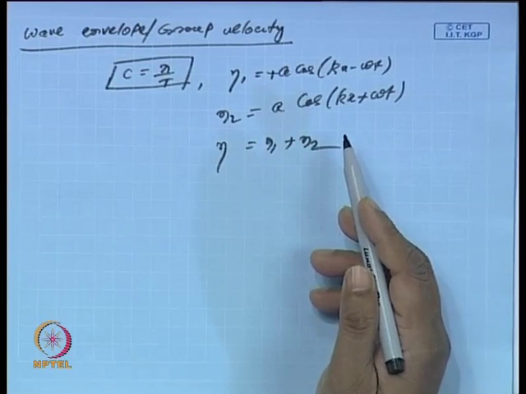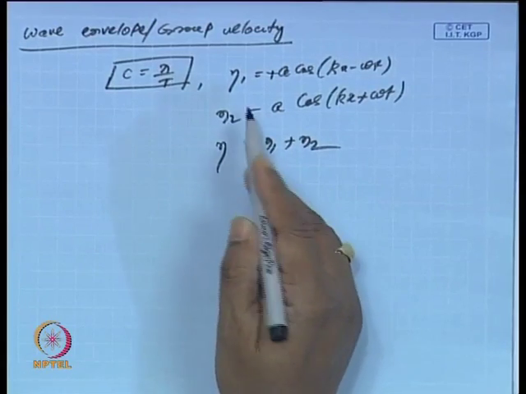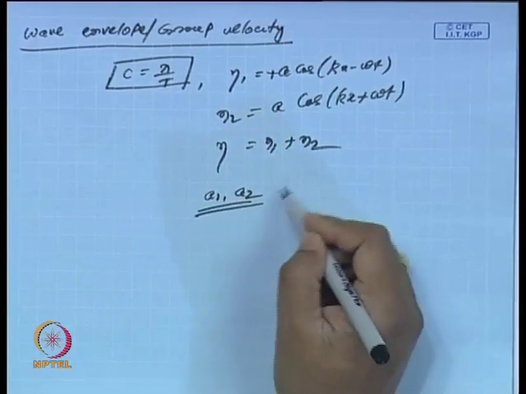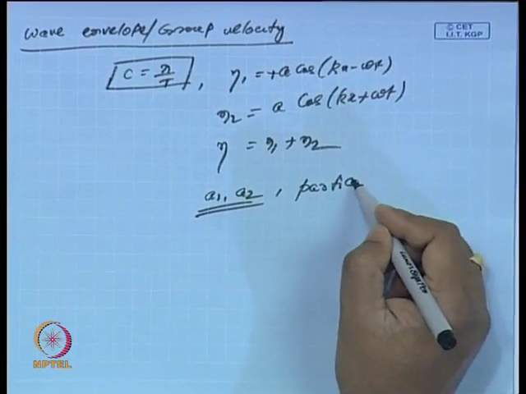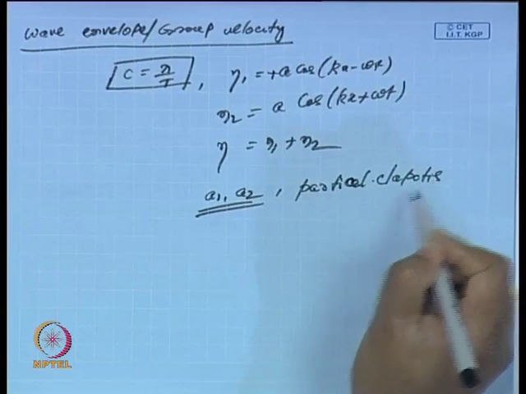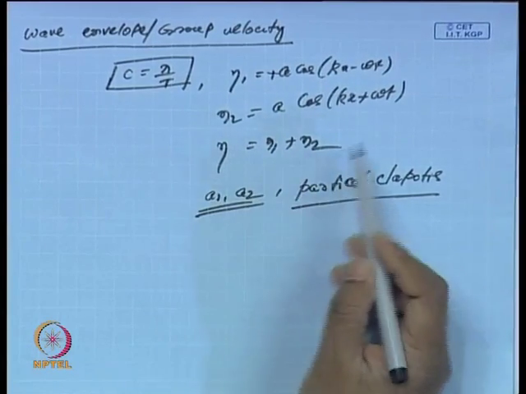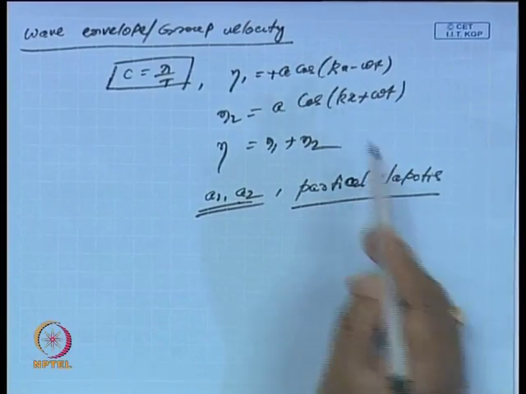Again we have seen that when there is a change in amplitude, when we have two waves of different amplitude a 1 and a 2, then it forms a partial standing wave or partial clapotis. But here the waves are propagating in the opposite direction with only a variation in the amplitude, and here there is an amplitude variation and also a variation in direction.